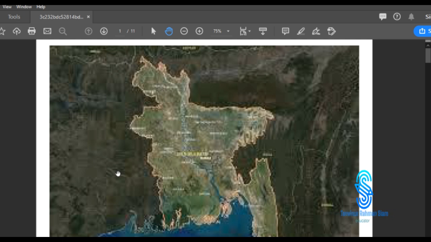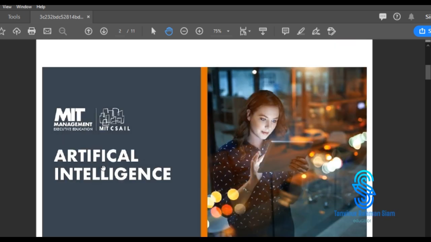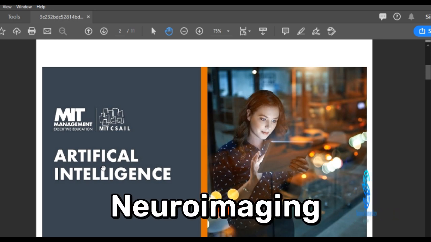So what does interactive system mean? An interactive system uses neuroimage processing or neuroimaging. For example, neuronet, brain AI, then cortex AI. If we go to the next slide, it is written as MIT AI, right? MIT artificial intelligence. So it is used for neuroimaging, brain research, and healthcare.